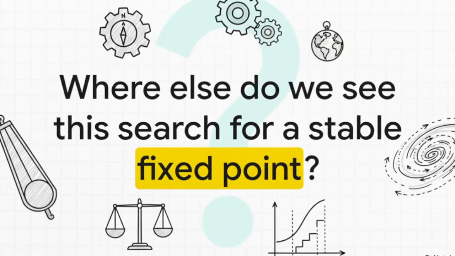So, the next time your calculator spits out an answer to some gnarly problem, you'll know the secret. It's not just crunching algebra, it's searching for a point of perfect equilibrium, a fixed point. And this search for stability, it's a fundamental pattern woven into the universe. The real question isn't just how it works, but where else are these invisible spirals of convergence quietly shaping our world?